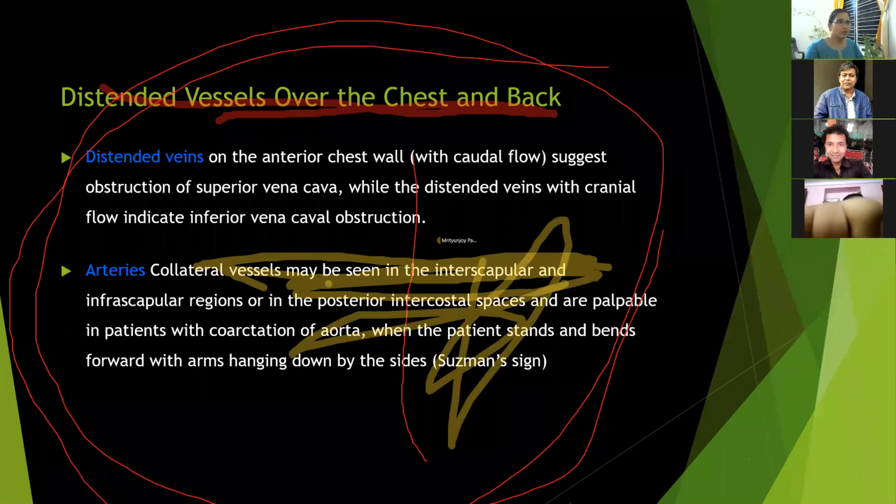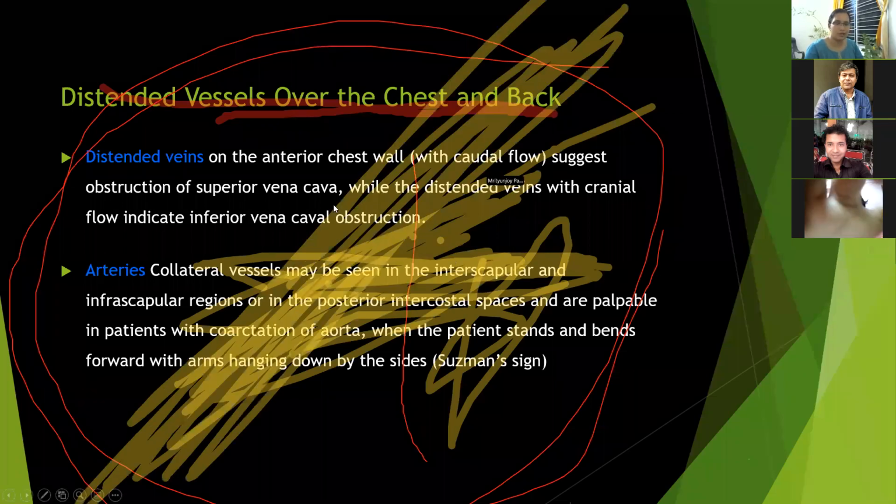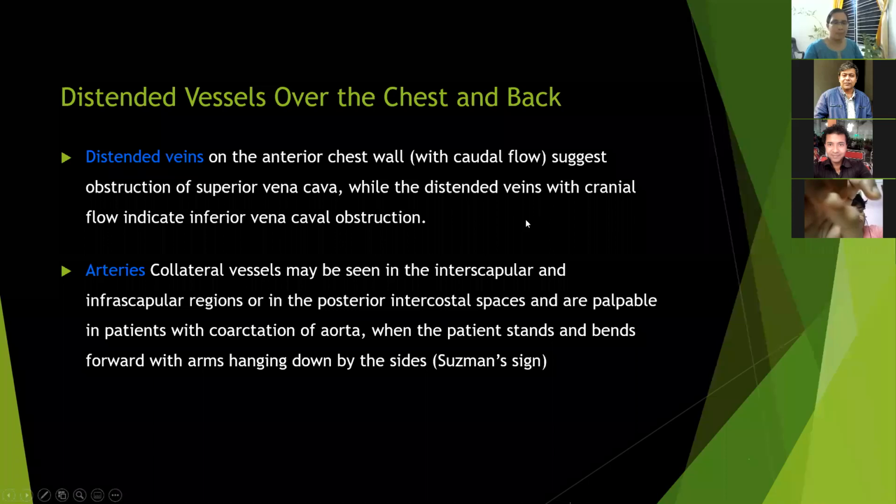That means there is obstruction of the superior vena cava. That is why the blood is going towards the inferior vena cava. But if the distended veins have cranial flow, that is, there is rapid flow towards the cranium, that means the obstruction is down. That means the inferior vena cava is obstructed.